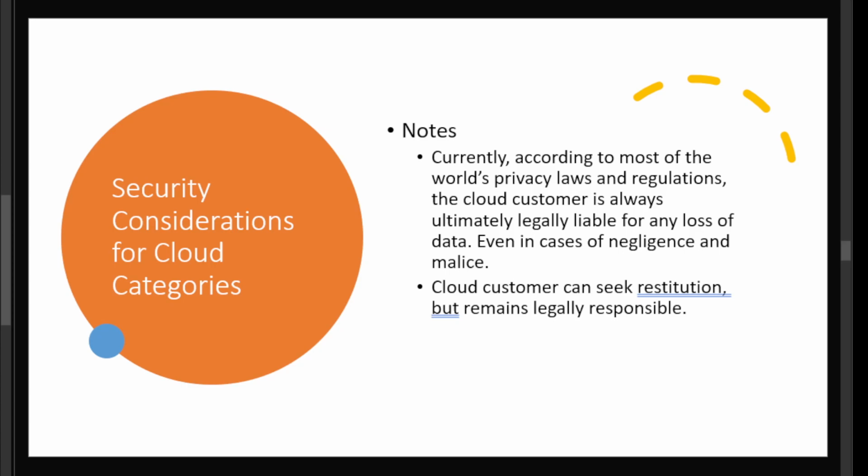So, some security considerations for cloud categories. Here's an important note from the book. Currently, according to most of the world's privacy laws and regulations, the cloud customer is always and ultimately legally liable for any loss of data, even in cases of negligence and malice. We've said this in Chapter 1. Once again, this is very important. The cloud customer is ultimately responsible and legally liable for data loss and PII. The cloud customer can, however, seek restitution from the cloud service provider, or whoever got breached. But however, they remain legally responsible.